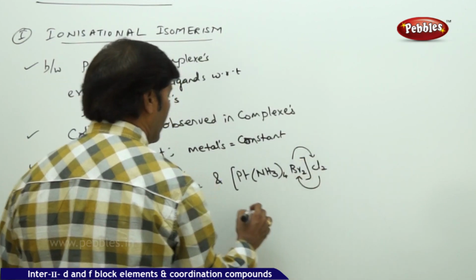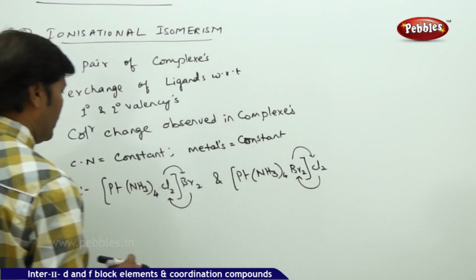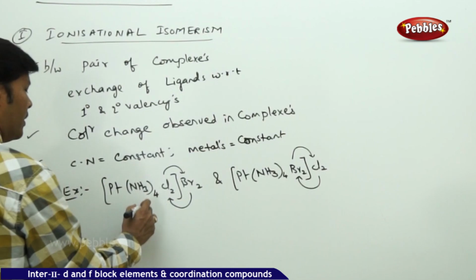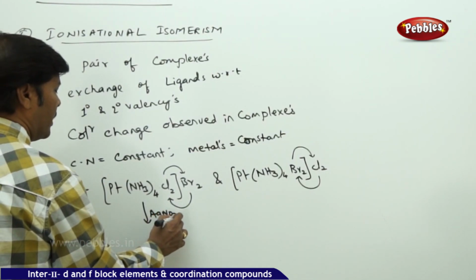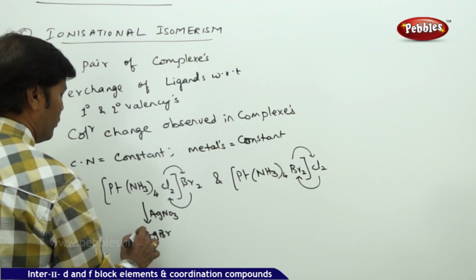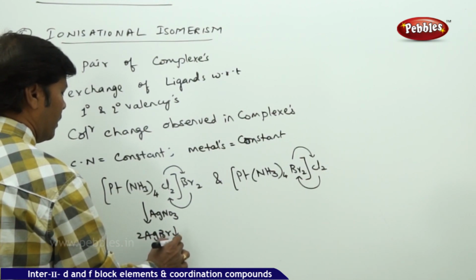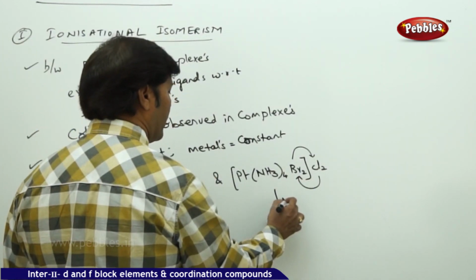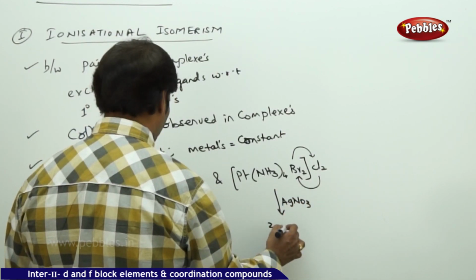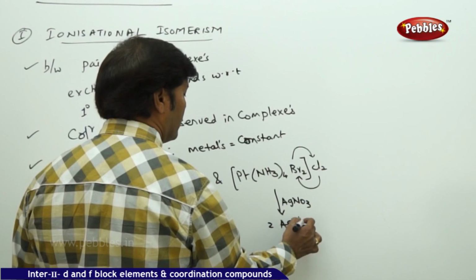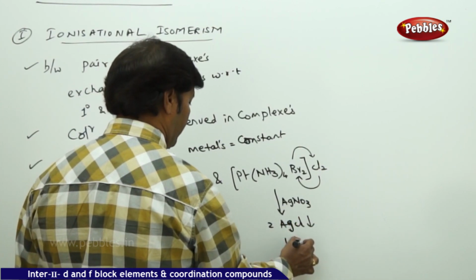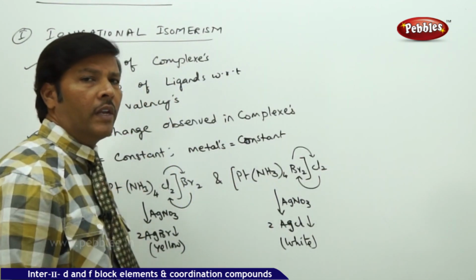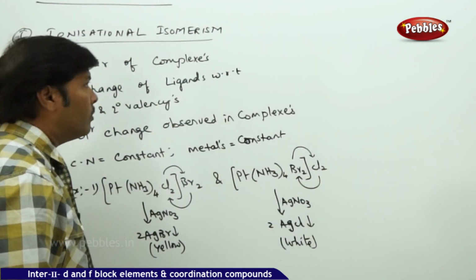The exchange is between the chlorine and bromine, but the coordination number of the platinum remains constant here. Suppose if I add silver nitrate, I get 2 moles of silver bromide precipitate, which is yellow in color. And here in the first example, if I add silver nitrate, you get 2 moles of silver chloride, which is a white precipitate. So you are able to find the color change, and you are also able to find the interchange of primary valences to secondary valences and secondary valences to primary valences.